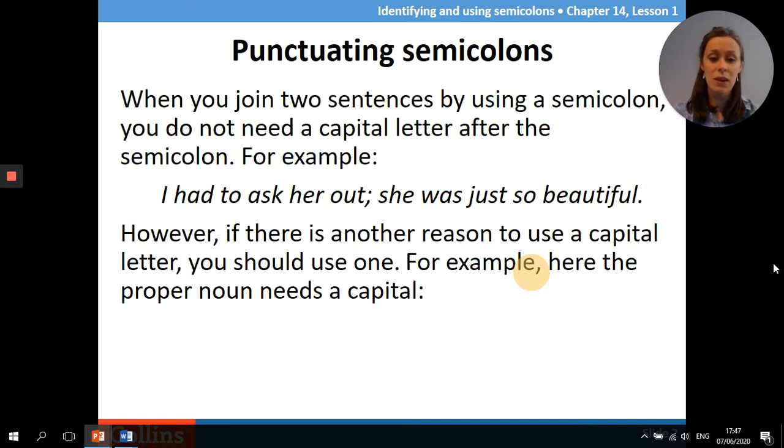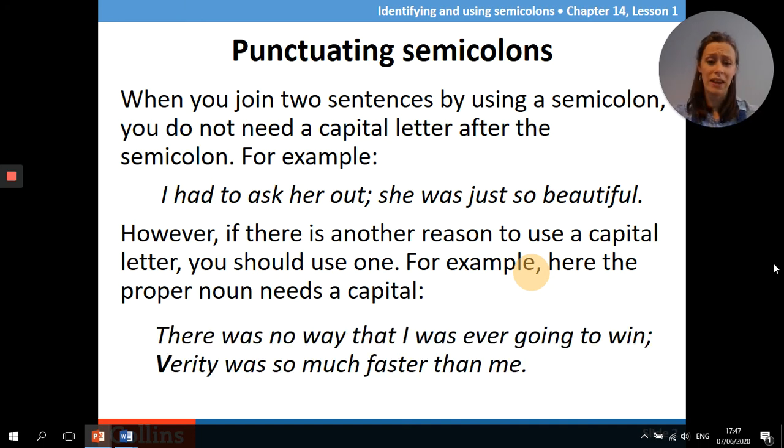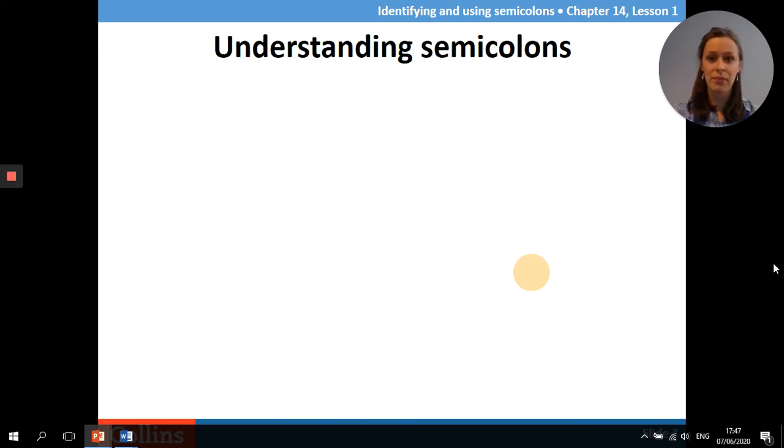However, if there's another reason for a capital letter, like a person's name or a place, that's fine. So here we have, there's no way that I was ever going to win; Verity was so much faster than me. Verity still has a capital V.